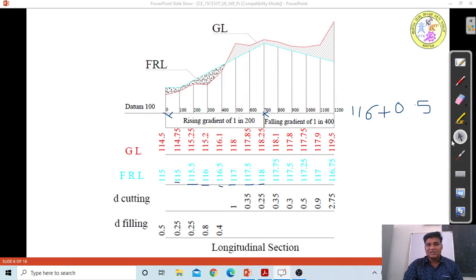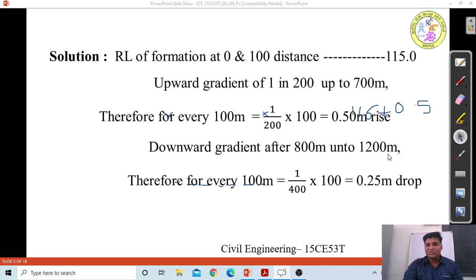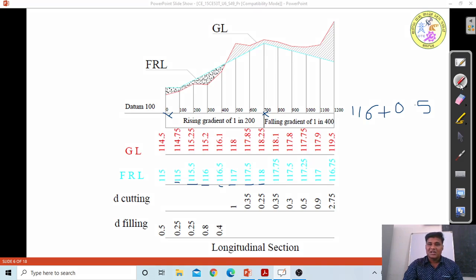So up to here I have calculated the formation levels. Then from 800 to 1200 meters there is a 0.25 meter drop. Drop means it is negative, so I have to deduct it. Rise means adding and drop means minus. So 118 minus 0.25 is 117.75. 117.75 minus 0.25 is 117.5. 117.5 minus 0.25 is 117.25. 117.25 minus 0.25 is 117. Finally, it is 116.75.